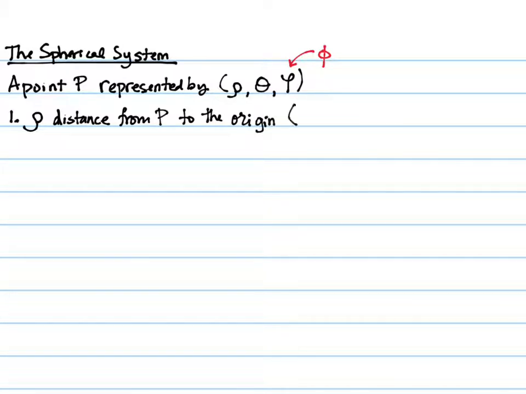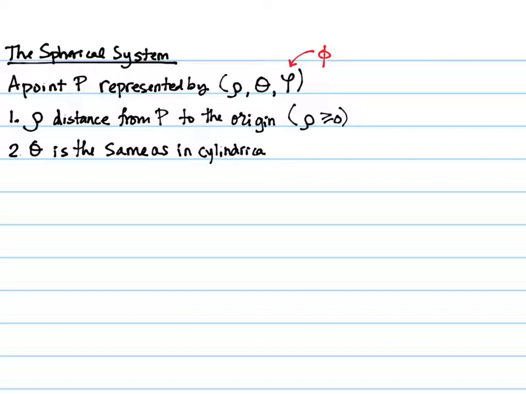And unlike r as well, that rho value really is going to be positive or 0. We're not going to do any negatives like we did with r. The second one, theta. Theta is the same angle as in cylindrical, provided that r is greater than or equal to 0. So as long as the r value is positive, theta is associated with that r value.